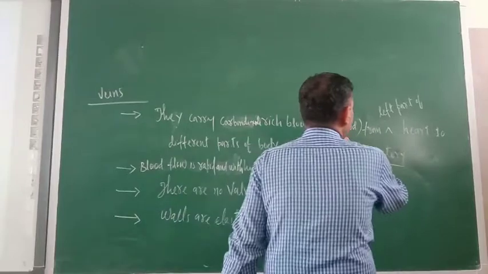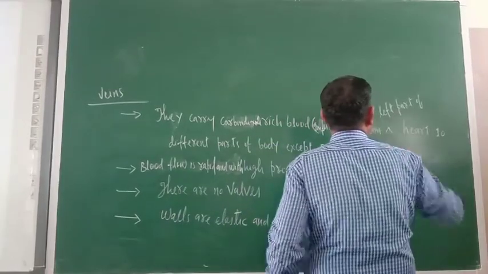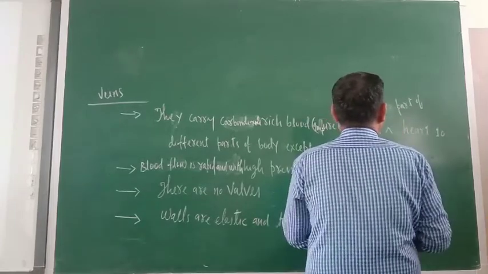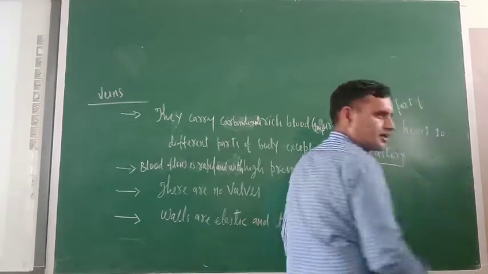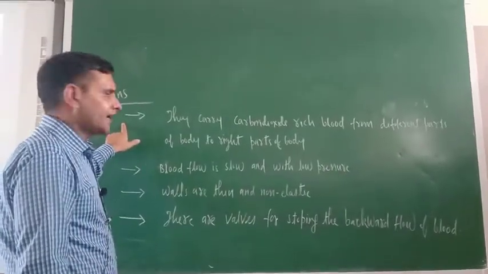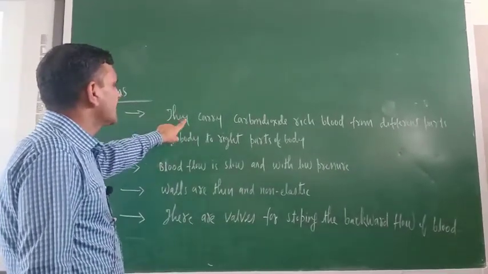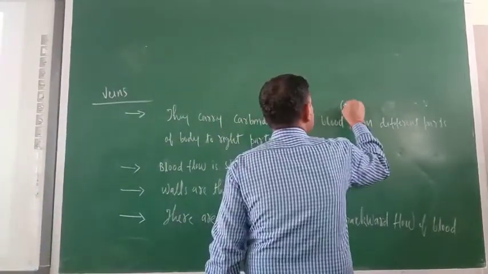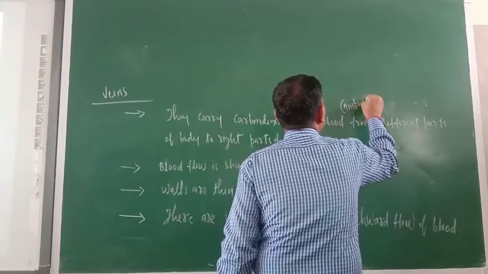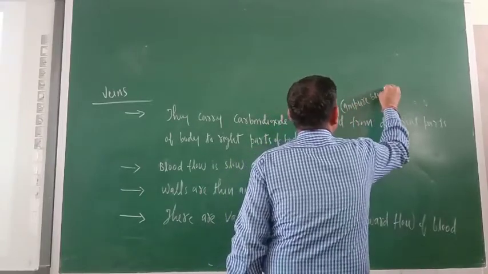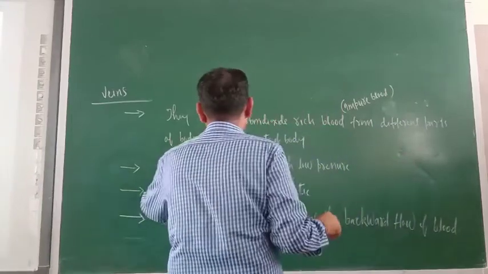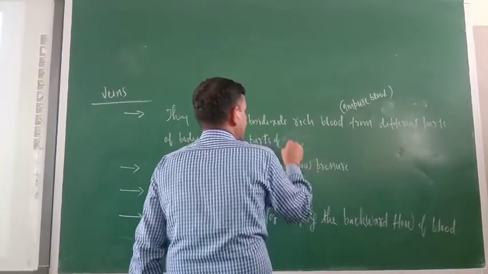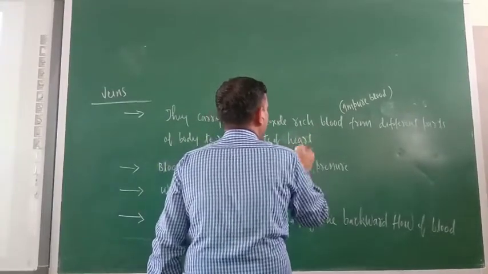Impure blood from... So dear cadet, now veins. What are the veins? They carry carbon dioxide rich blood. Carbon dioxide rich blood means impure blood. Impure blood from different parts of the body to the right part of the heart.